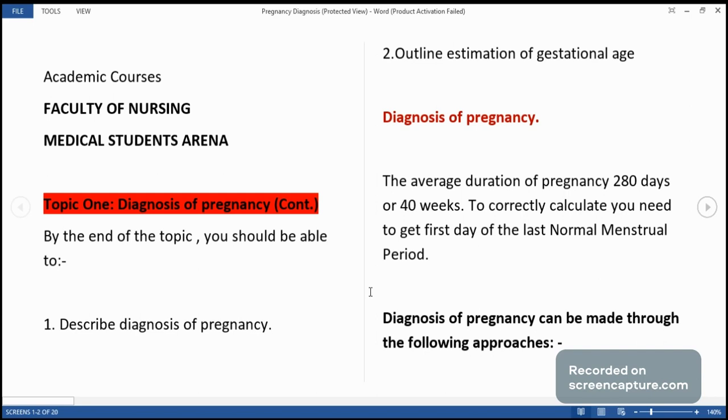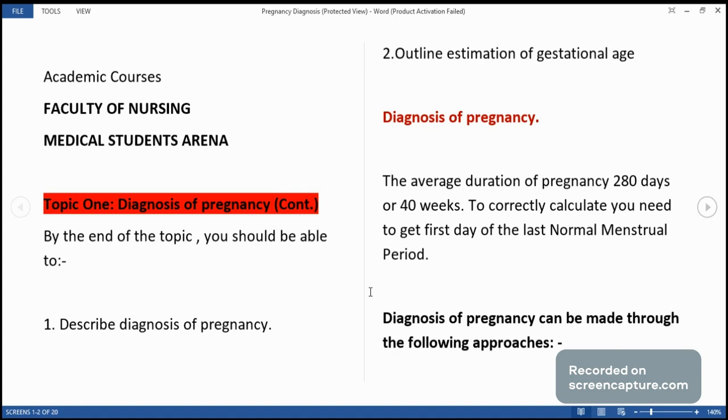Hello. Today we are going to check on what we call pregnancy, or diagnosis of pregnancy. This is in midwifery or reproductive health under nursing, under the faculty of nursing. This is Auma presenting, and we are going to detail diagnosis of pregnancy.